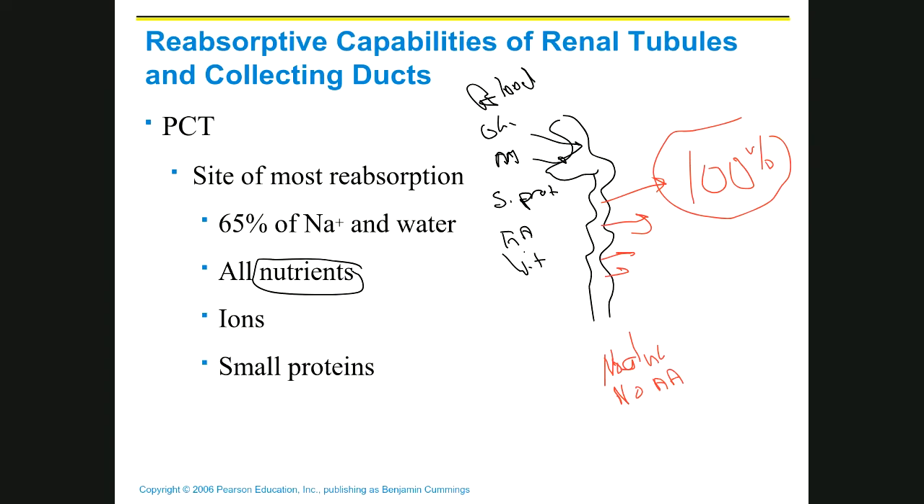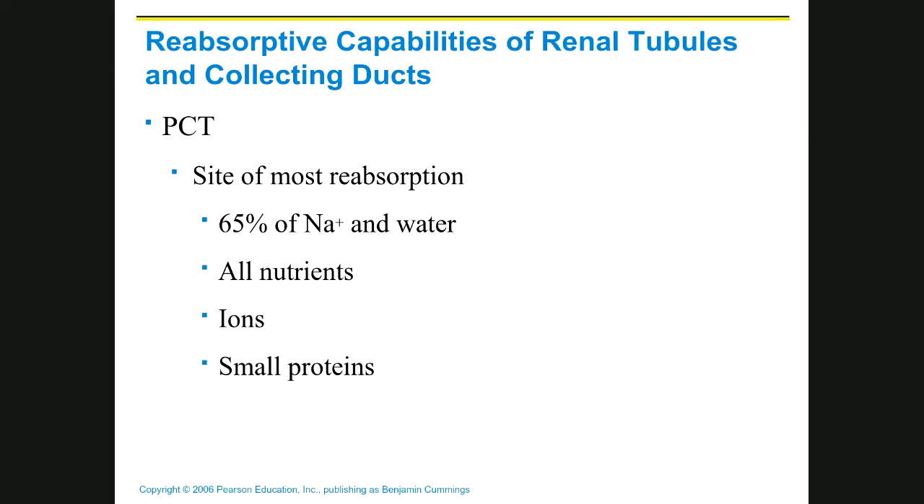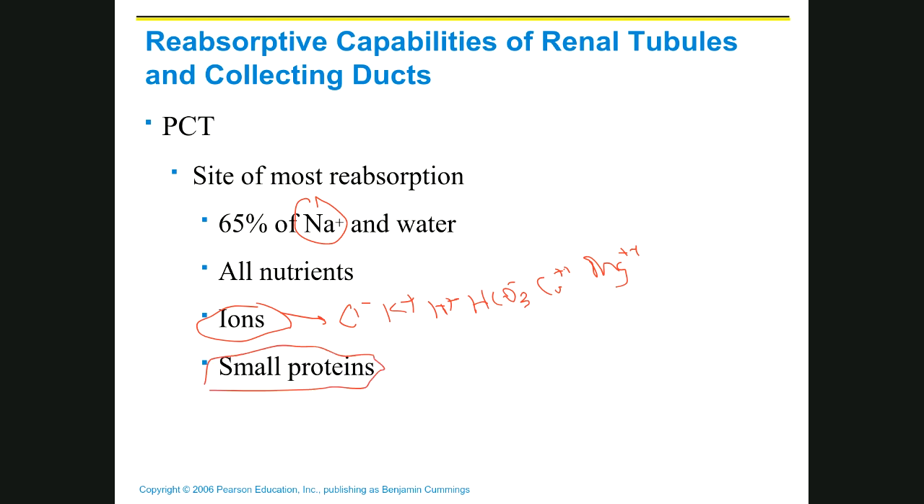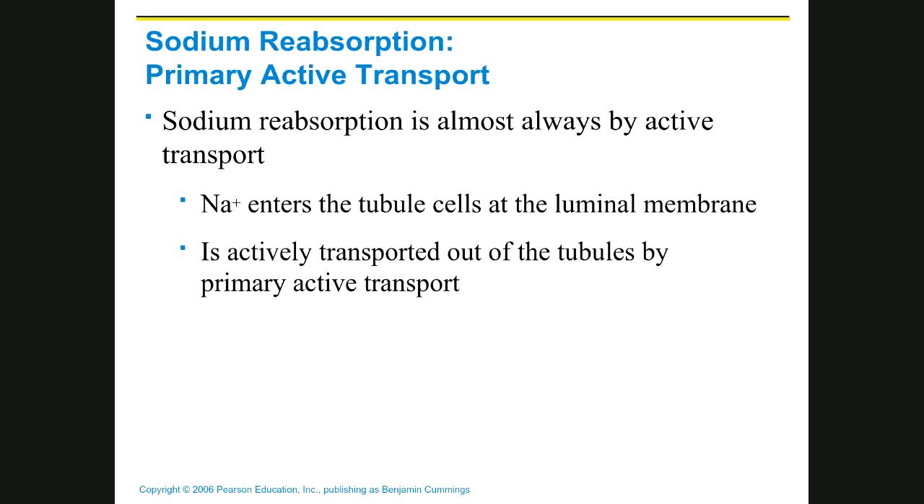We're also going to reabsorb a ton of ions. Now, we already know about sodium, but there are other ions. There's chloride, there's potassium, there's hydrogen ions, there's bicarbonate ions, there's calcium, there's magnesium, there's all kinds of ions. We're also going to reabsorb a lot of those. And then if there are any proteins that made it through the filter, we'll reabsorb those as well. So let's look at that reabsorption.